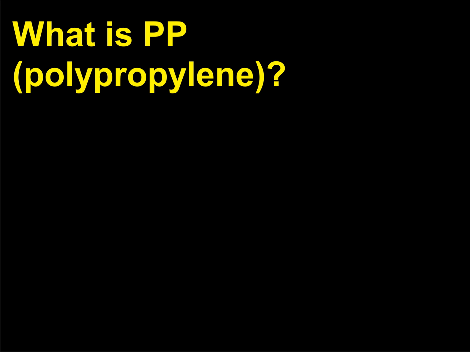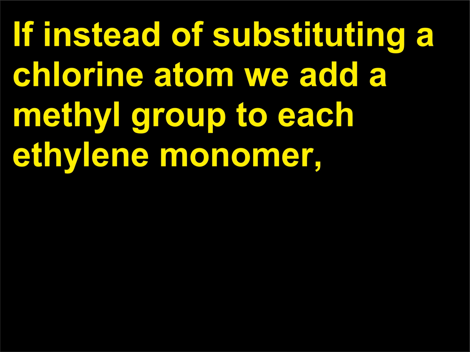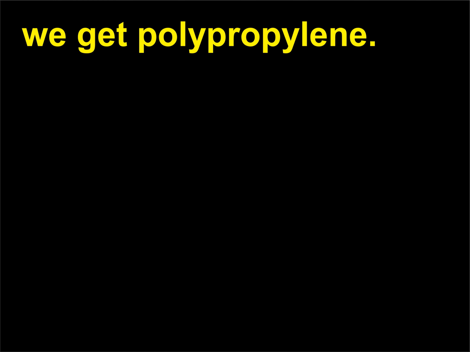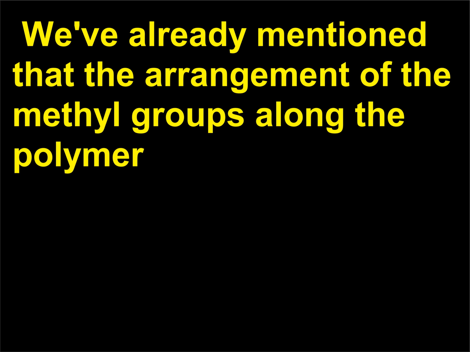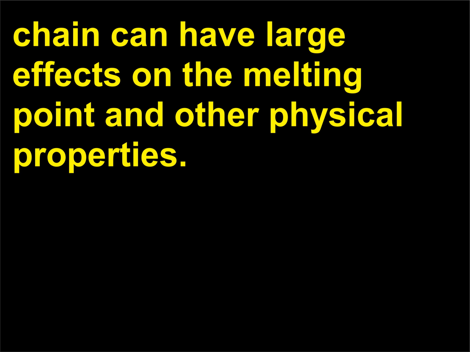What is PP, polypropylene? If instead of substituting a chlorine atom we add a methyl group to each ethylene monomer, we get polypropylene. Recall from earlier that this introduces stereochemistry along the polymer. We've already mentioned that the arrangement of the methyl groups along the polymer chain can have large effects on the melting point and other physical properties.